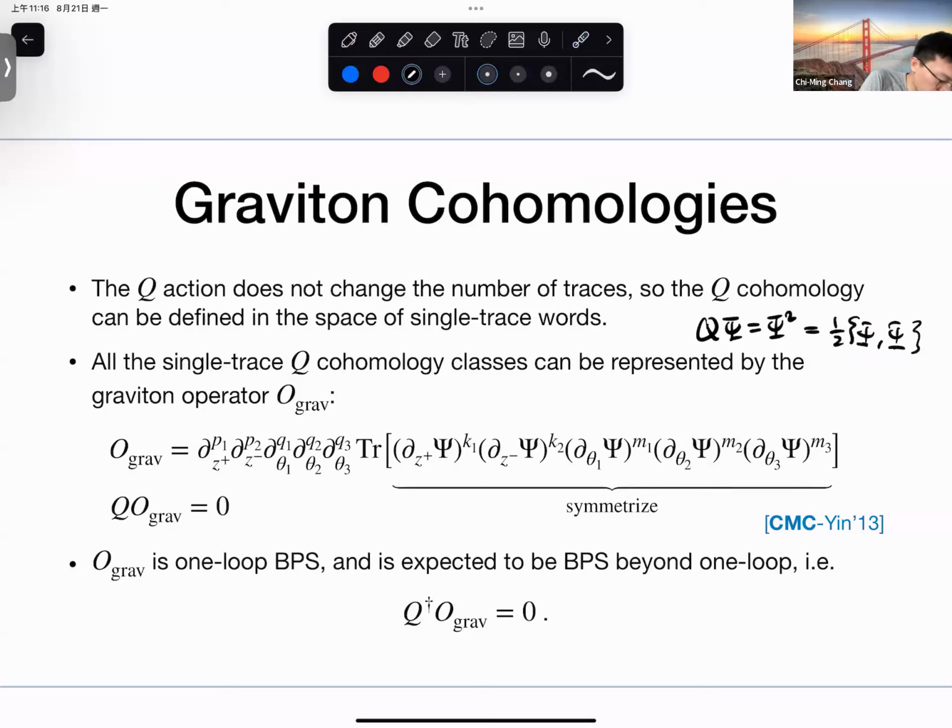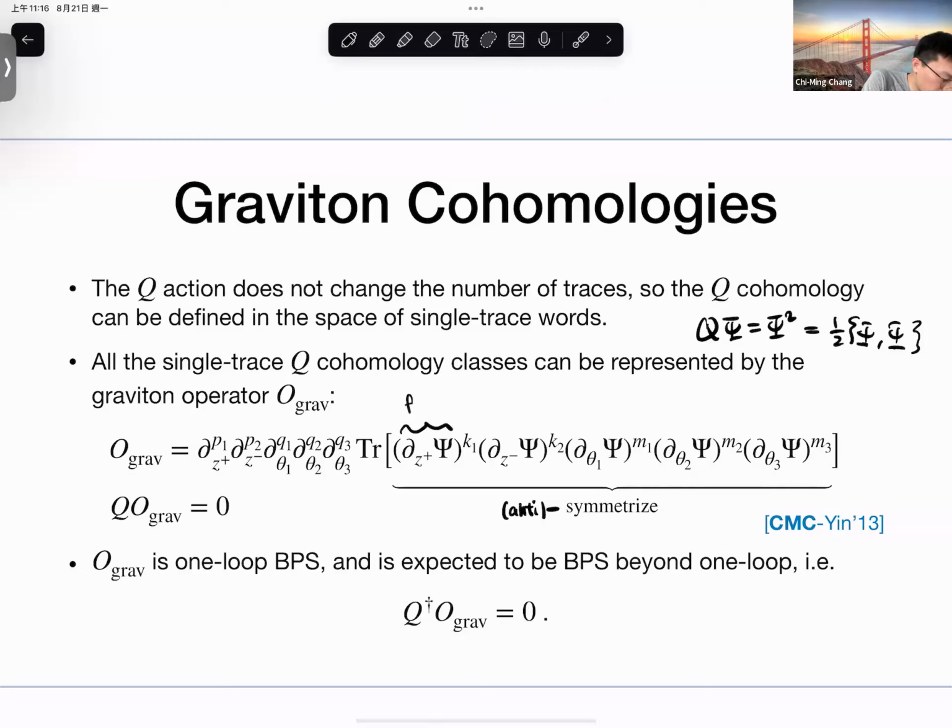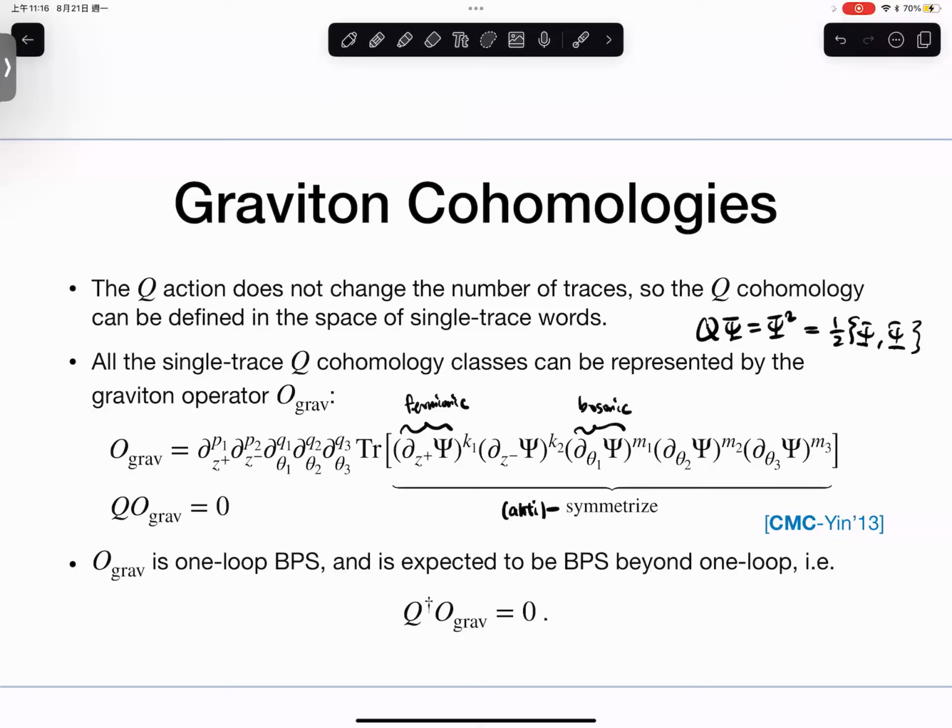I should probably be more precise. The things inside are symmetrized or anti-symmetrized, depending on whether the derivatives of psi are bosonic or fermionic, and that's because any commutator of them is Q exact. So the claim is that this formula gives us all the representatives for the single trace Q cohomology.